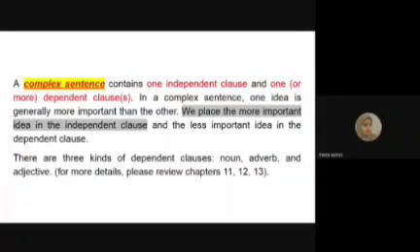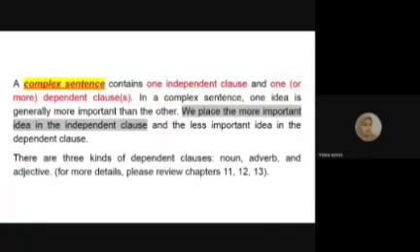And of course, you have to pay attention to punctuation. If you start the complex sentence with the dependent clause, that means I have a subordinate clause at the beginning, I put a comma when I write the independent clause. But if you start with the independent clause, then after that you write your dependent clause without a punctuation mark. So pay attention to these notes when you write or identify complex sentences.